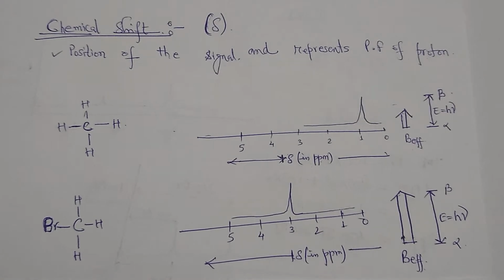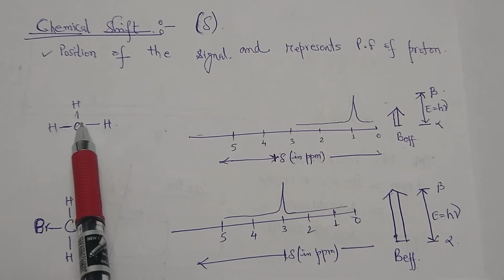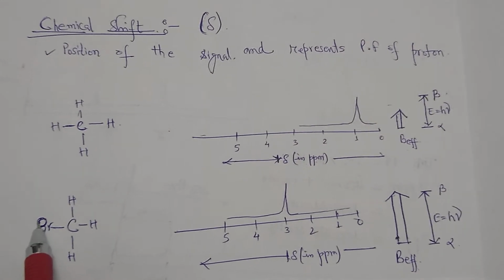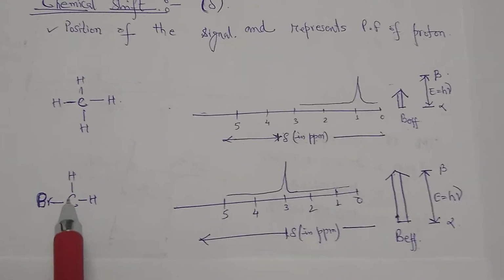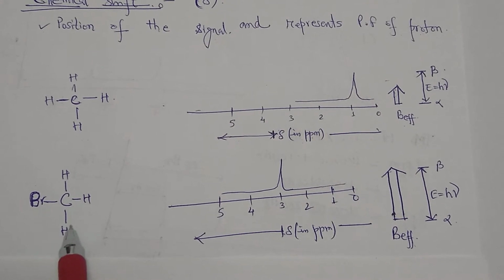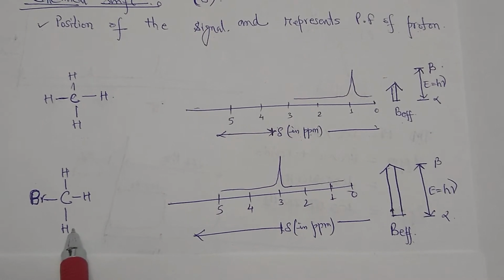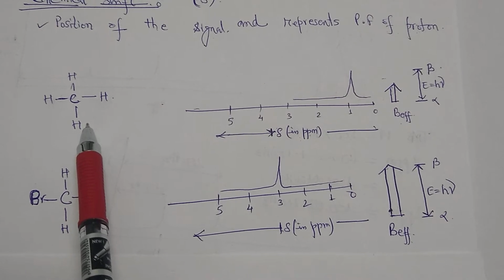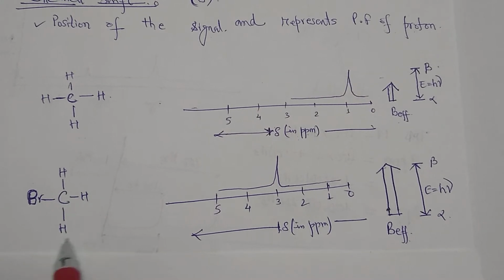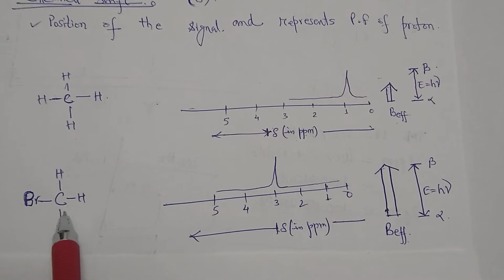Here in this example we have the methane molecule. Its protons will be in the same electron environment. Now if we replace one of the protons by an electronegative atom like bromine, then due to inductive effect the electron density in these protons will be less. That means the electron density is less, so we can say the protons here are deshielded, and the protons here will bear more electron density than the protons belonging to this molecule over here.